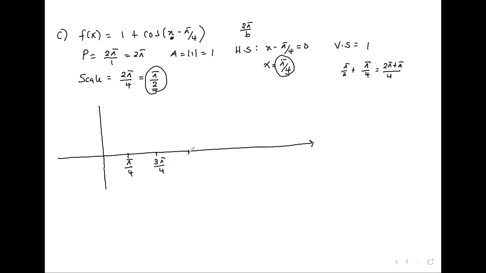Then 3 pi over 4 plus pi over 2, you get 5 pi over 4. Then 5 pi over 4 plus pi over 2, you get 7 pi over 4. And then 9 pi over 4. At least we have, from the first shift, 4 more important points.